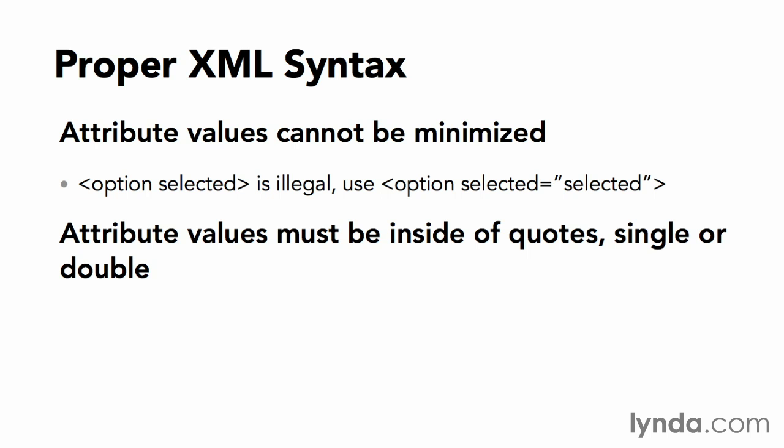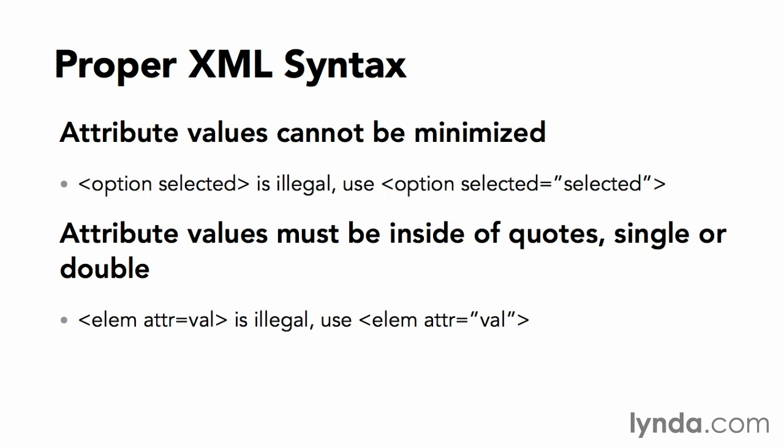Attribute values also have to be inside of quotes, either single or double. Now, in HTML, you can get away with just putting attribute equals value, but XML, that doesn't fly. You have to put the values inside quotes. And then finally, tags have to be properly nested inside of each other.